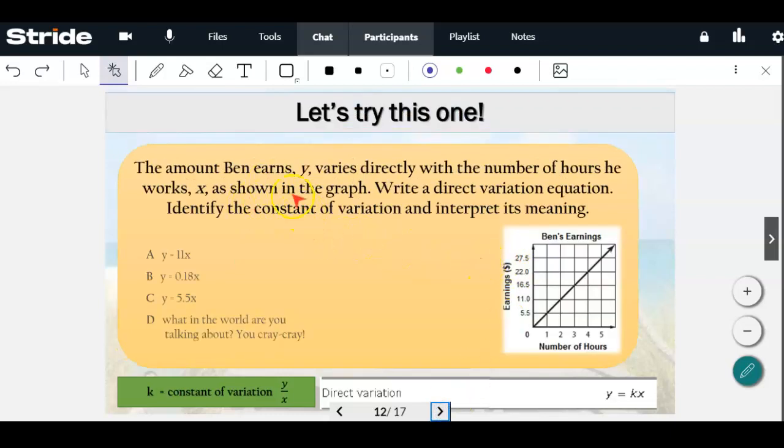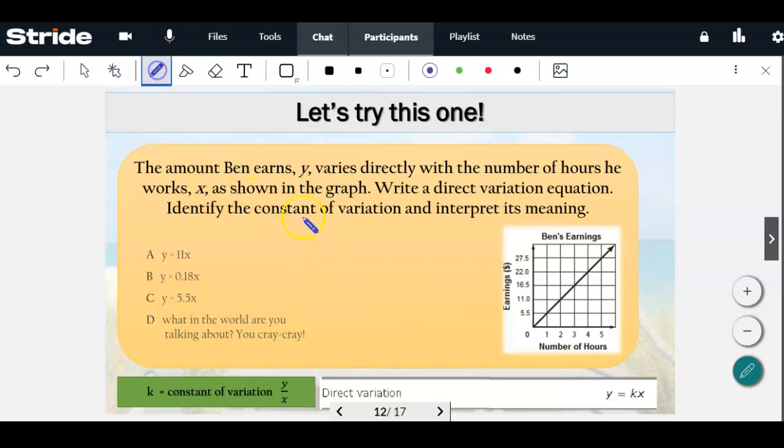So let's try this one. The amount Ben earns, Y, varies directly with the number of hours he works. So here's his earnings, and here's the number of hours. Write a direct variation equation. Identify the constant of variation. So you can just do this one.